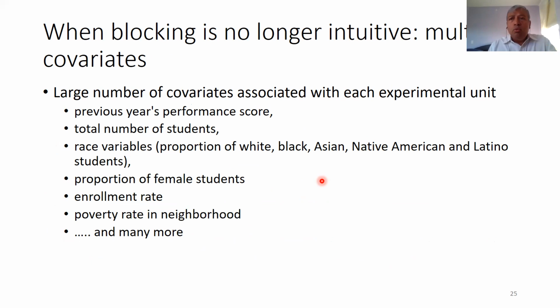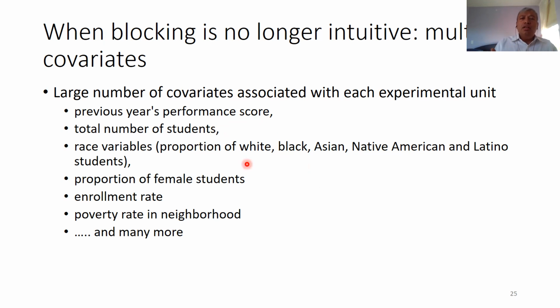So this is why it can be very useful in modern experiments where typically we would have a lot of covariate information about each experimental unit. So in the school experiment, in reality, we did have almost 50 to 60 covariates associated with each school, which included previous year's performance score, total number of students, race variables, right?